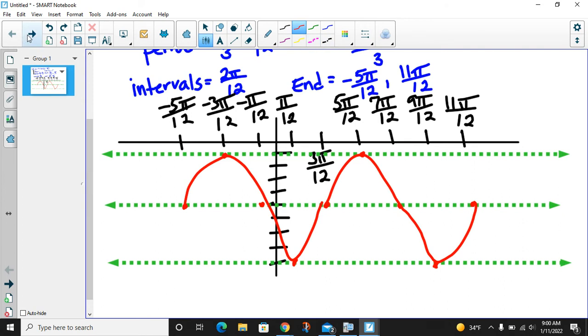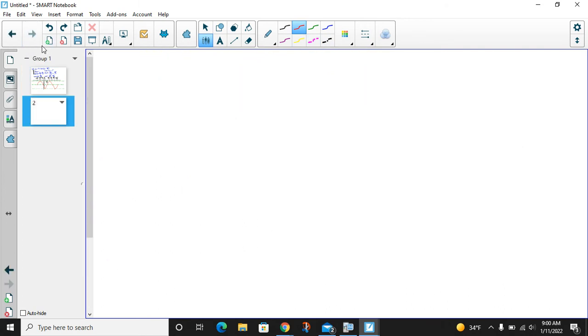All right, and the other one that was skipped is 33. And 33 says find the exact value of the 6 trigonometric functions if the point P, which is equal to (2, negative 5), is a point on the terminal side of the angle.